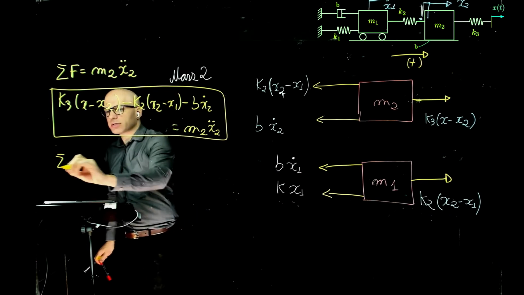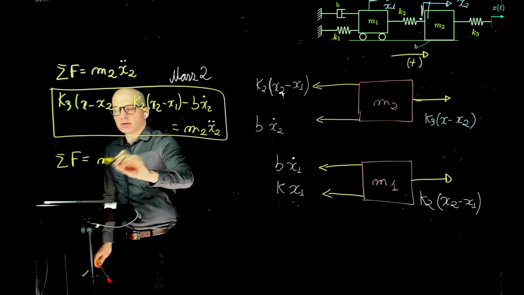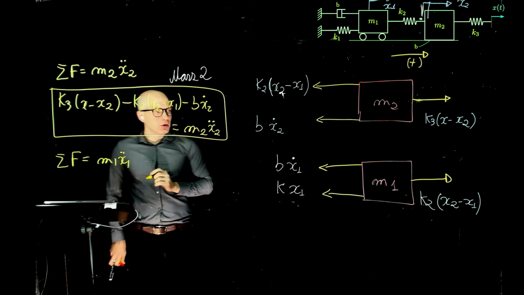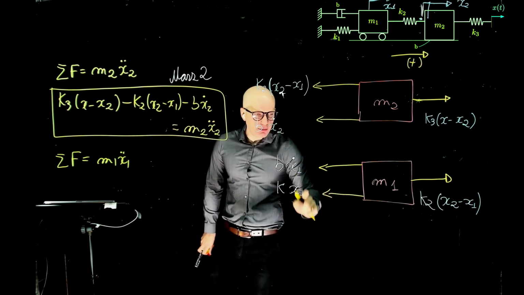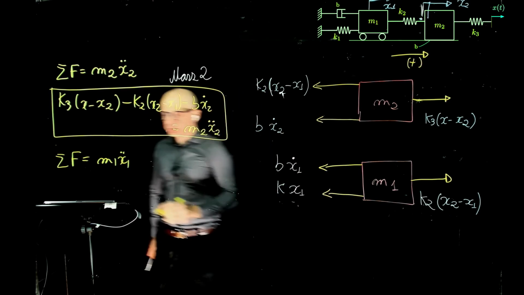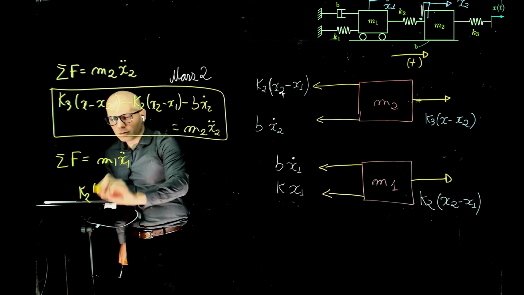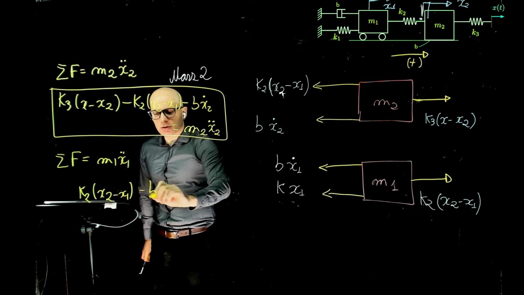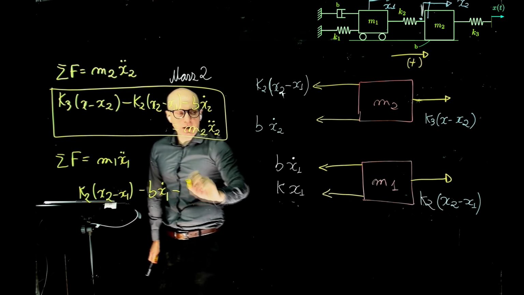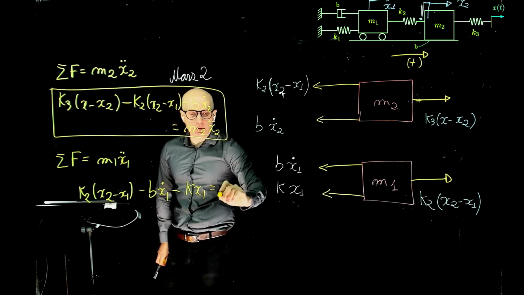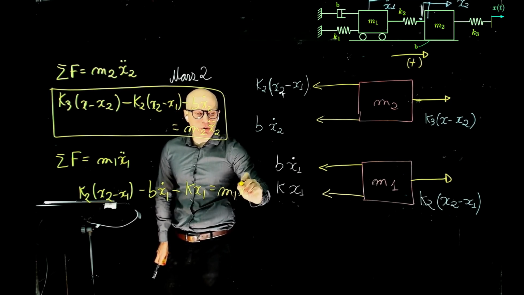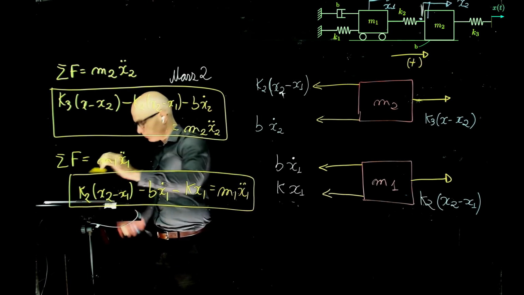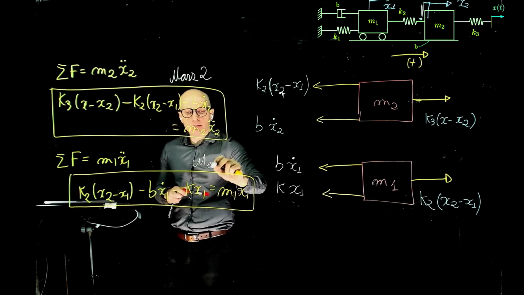Sum of all forces, sorry, mass 1 equals m1 x1 double dot. Positive, negative, negative, according to our convention there. k2 (x2 minus x1) minus b x1 dot minus k1 x1 equals m1 x1 double dot. And this is the equation of motion for mass 1.